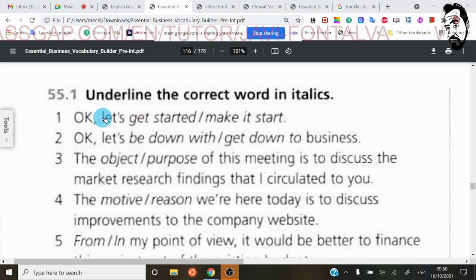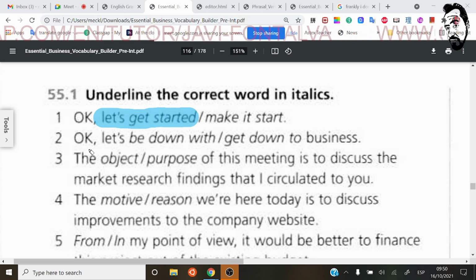Let's get started. This one. Number 2. Let's get down to business.